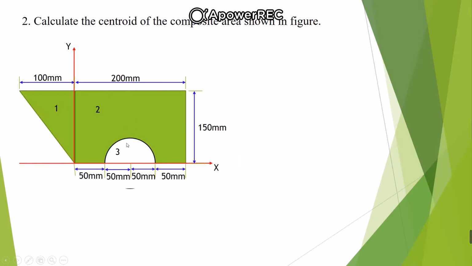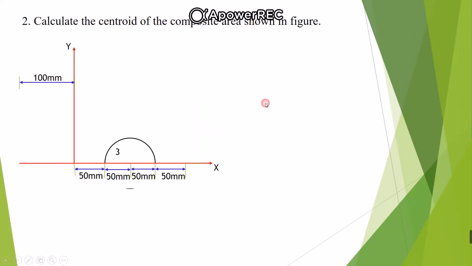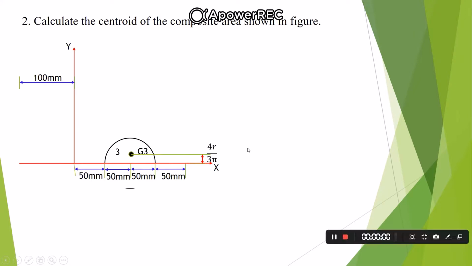Now the last one is the semicircular section. So we need to remove the triangle as well as the rectangular section. Now you know how to locate the centroid of the semicircular section. So G3 will be somewhere here. So what is y3? Y3 will be 4r by 3 pi from the x-axis, and x3 will be at a distance of 50 plus 50 from the reference y-axis. Since G3 lies in the first quadrant, both x and y will be positive.